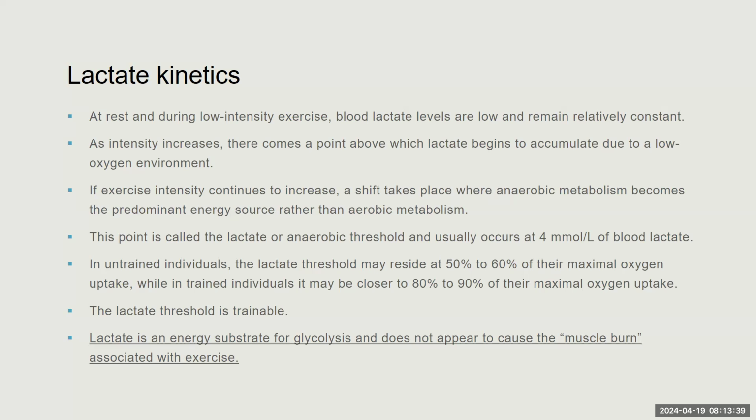And if that exercise intensity continues to increase, a shift takes place where anaerobic metabolism becomes the predominant energy source rather than aerobic. And that's just called the lactate threshold, and occurs at about 4 millimoles per liter of blood lactate. And this, like I said, it can be trained. So in untrained individuals, the lactate threshold may reside at around 50 to 60% of their maximum oxygen uptake. Whereas in trained individuals, it may be closer to 80 to 90% of their maximum oxygen uptake.